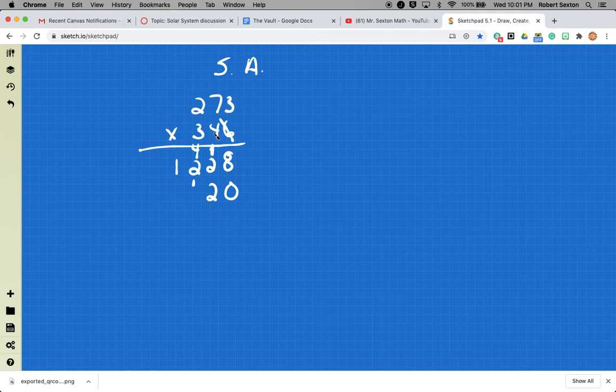Now 4 tens times 7. Well, 4 times 7 is 28, but 4 tens times 7 tens is going to be 2,800. So it's going to be an 8 in the hundreds place, and the 2 gets bumped over to the thousands place. Now 4 tens times 2 hundreds. Well, 4 times 2 is 8. 4 tens times 2 hundreds is going to be 8,000, right? Now we're done with that.